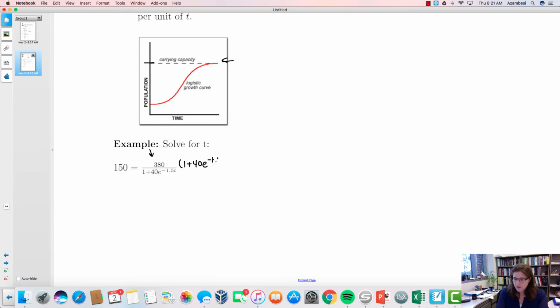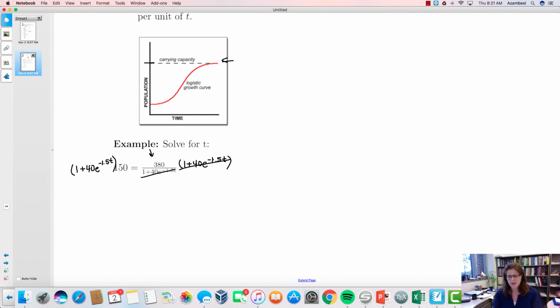So I have 1 plus 40e to the negative 1.5t, and whatever I do to one side I have to do to the other. So here is my factor. Now on the right hand side our denominators cancel, so that was the goal. On the left hand side we're working with this 150 times whatever we have here.